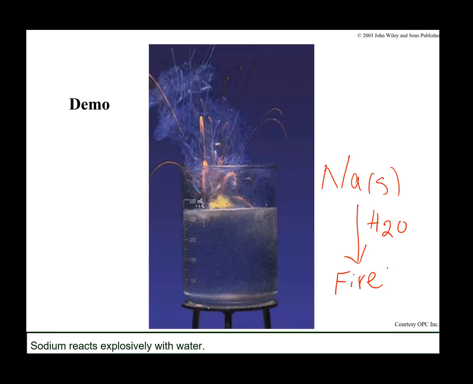So sodium is a metal which is not happy. It has too much energy. It would like to gain happiness by reacting with water. And you get an explosion.